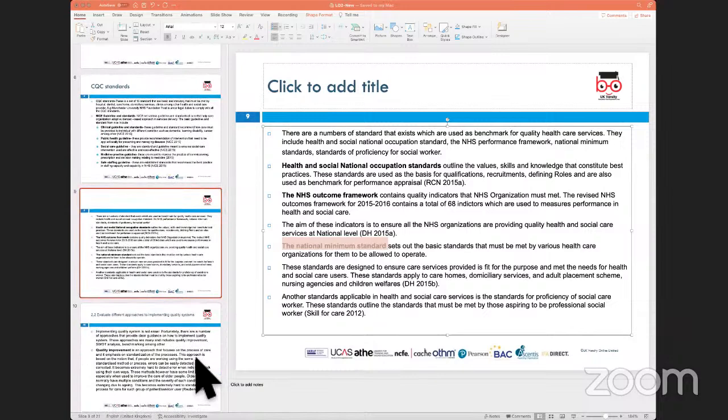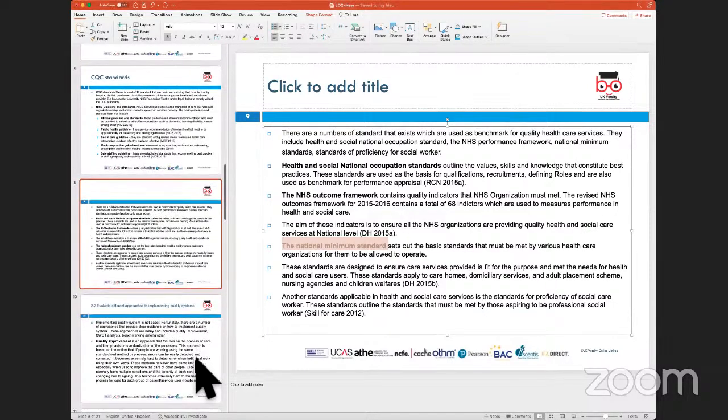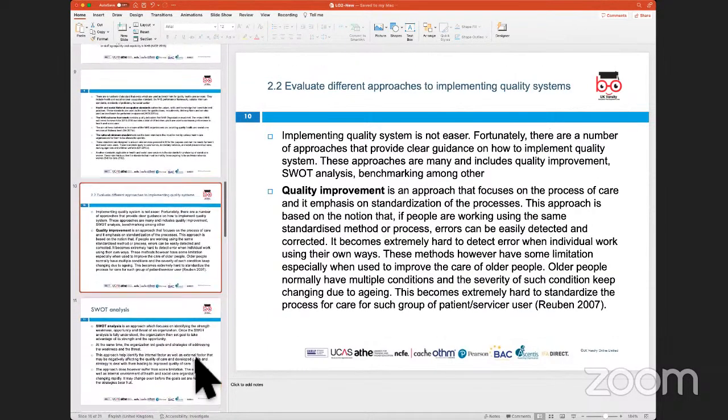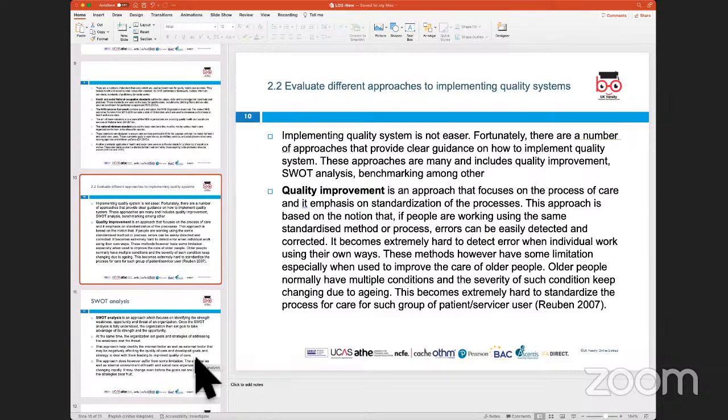So I hope this particular learning outcome and the assessment criteria is quite clear, wherein we need to talk about why standards exist and who sets these standards and why they're important in terms of providing and delivering these services to the members of the public. Now, the second assessment criteria talks about evaluating different approaches to implementing quality systems. Any questions, please feel free to ask me either through the chat or stop me during our discussion, and we can take up examples to discuss anything that you have queries about.